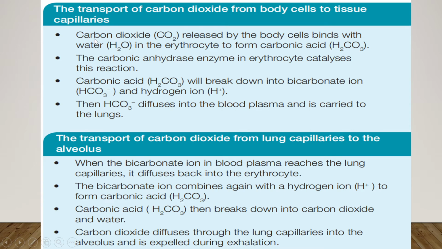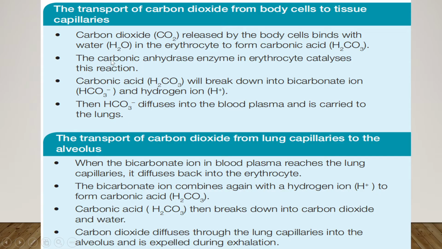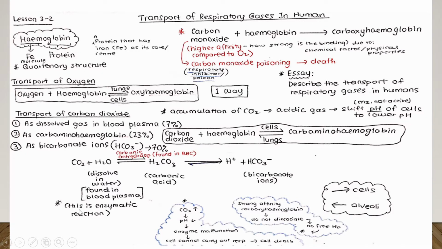The story is like this. So this carbon dioxide released by the body cells will bind with the water in the erythrocyte, that is the red blood cell, and they will form carbonic acid. This is the equation. Carbon dioxide will combine with water, in the erythrocyte, and will form carbonic acid. Next, the carbonic anhydrase enzyme in the red blood cell will catalyze this reaction. So meaning this is an enzymatic reaction.